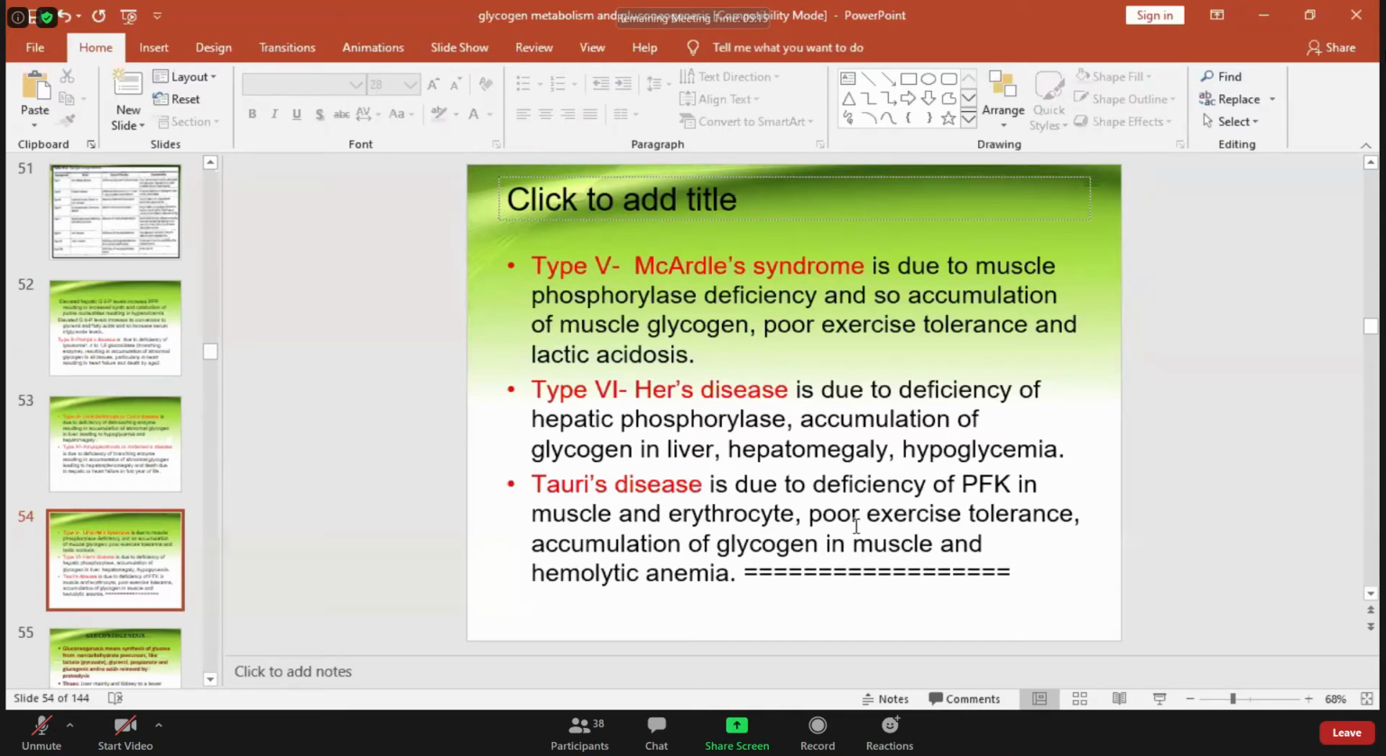Whereas Tarui's disease is due to deficiency of phosphofructokinase in muscle and erythrocyte. And you see, it is the rate limiting enzyme of glycolysis. When glycolysis cannot take place, there will be hemolytic anemia. Erythrocytes will be destroyed, and so there will be hemolytic anemia apart from poor exercise tolerance and accumulation of glycogen in muscle. So that is about glycogen metabolism.